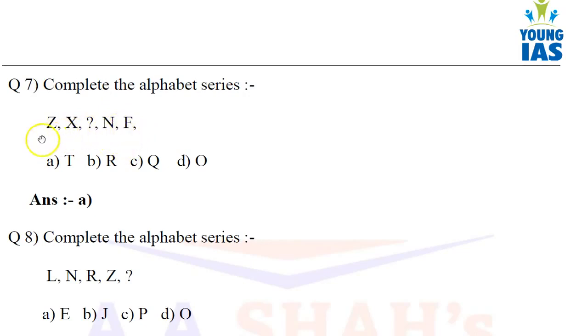So if this is minus 2 and if this is minus 8, I feel this could be minus 4 and minus 6. So let's see. So let's take it as X minus 4. X minus 4 is what? T. Yes. And T minus 6 is what? T minus 6 is N. That's why option A, T, is the correct answer here.